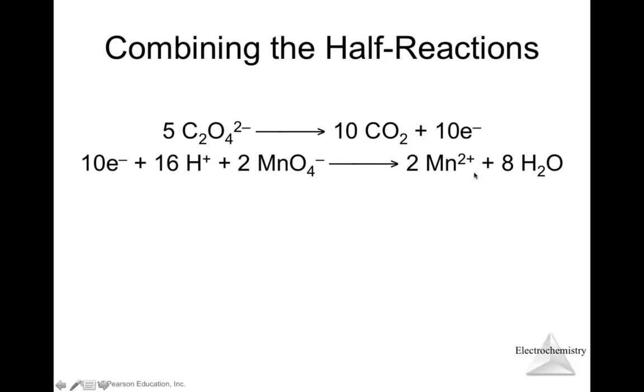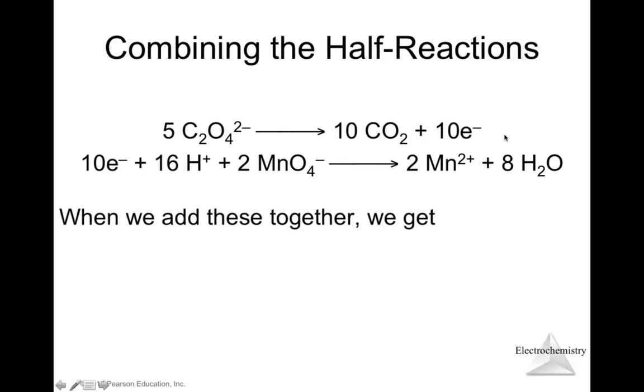And for the reduction half reaction, we're going to have 10 electrons. Remember that this is easy to identify because the electrons are in the reactant. So that's why this is the reduction half reaction. We have 16 hydrogen, before we have basically 8. We have 2 permanganate, 2 manganese, and 8 water.